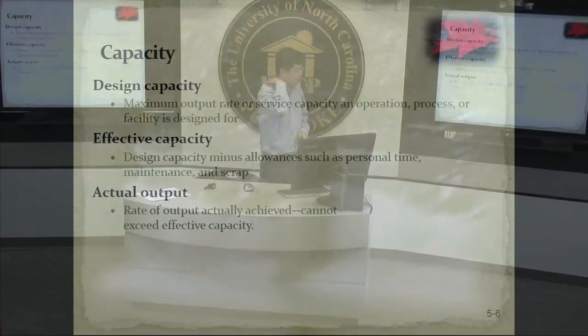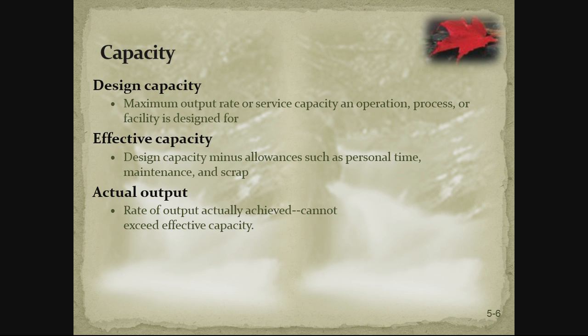Okay, now we go to some math or some measurements for capacity. The first is the design capacity, which, by definition, is the maximum output or service capacity that an operation, process, or facility is designed for. The second measurement is called effective capacity, which is the design capacity minus allowances such as personal time, since you can't work 24/7, machine maintenance, since machines also can't run 24/7, and scrap. The last one is what we are most familiar with, actual output. What is your actual daily output?